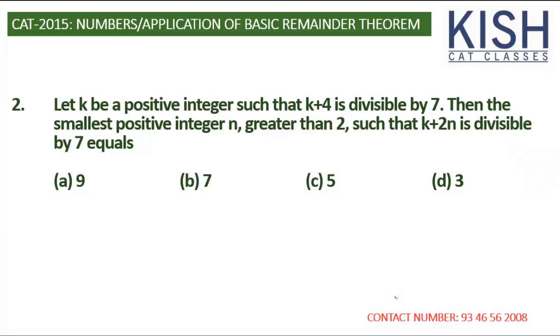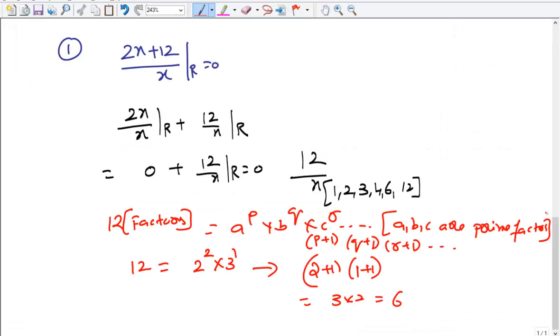Let k be a positive integer such that k plus 4 is divisible by 7. Then the smallest integer n greater than 2 such that k plus 2n is divisible by 7 equals to. So we just need to find the value of k, and it must be greater than 2. First we have a number given in variables, that is k plus 4 is divisible by 7.